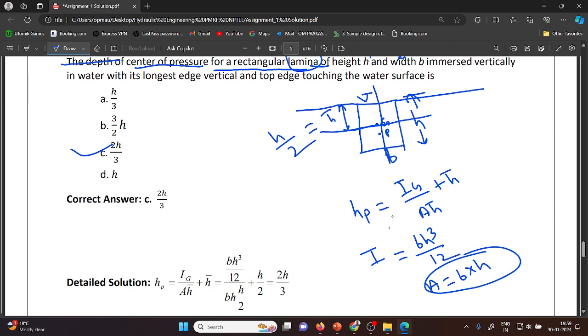What is the meaning of lamina? A two-dimensional figure. Because this is a lamina, the third dimension is very small. Like some thickness is there in the body, but it is comparatively very small, so you can consider it 2D.